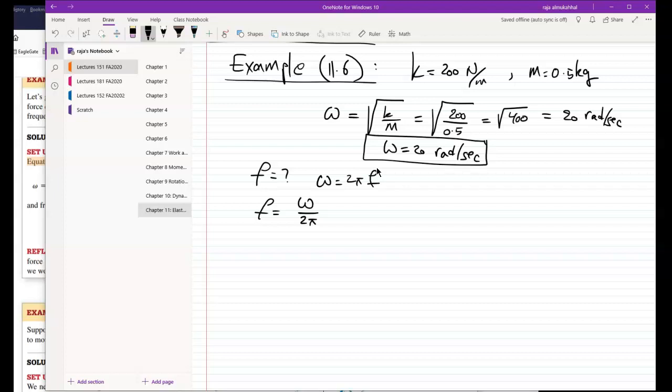So we know omega is 20, so all I need to do is just plug in. So we have 20 over 6.28, correct? And then when we plug it in, we'll get the frequency equal to 3.2 hertz, right?